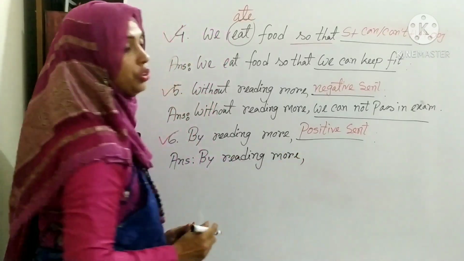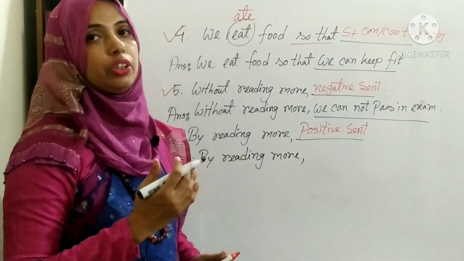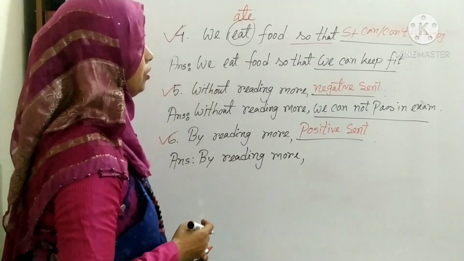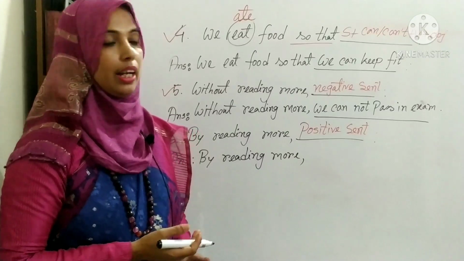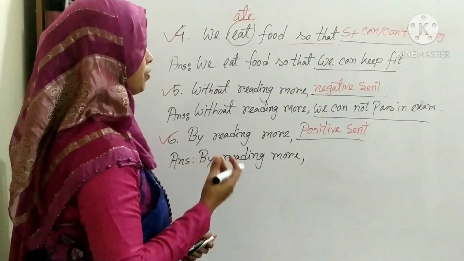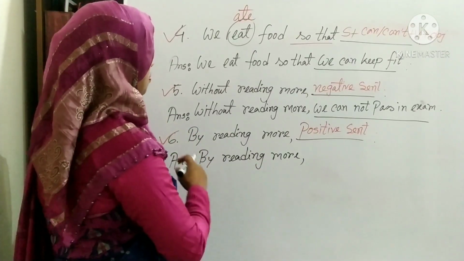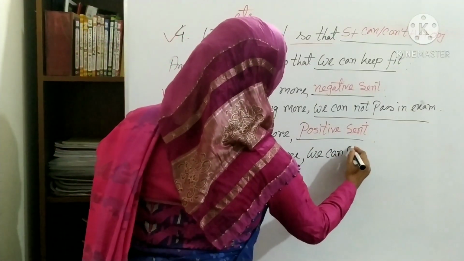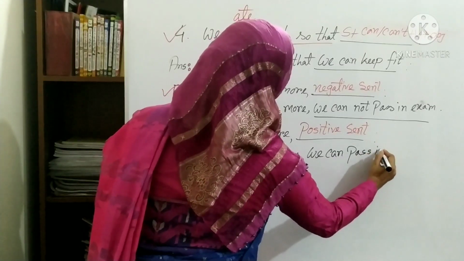So what should you do? You know that when you find "by" plus gerund, we have to write a positive sentence. According to the context, you have to write an appropriate sentence. By reading more, we can pass in exam.